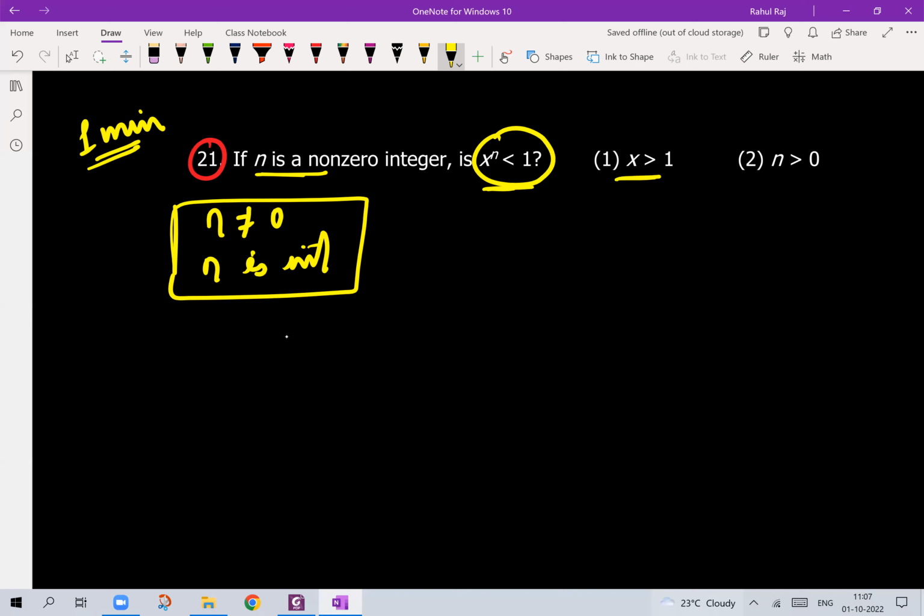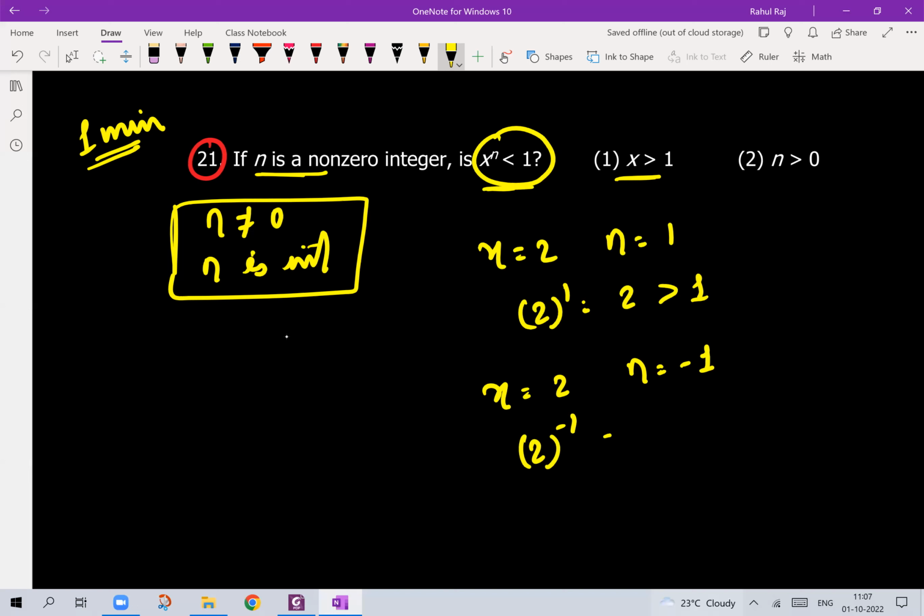Option number 1 says what? x is greater than 1. If x is greater than 1, from option number 1, I have no idea about n at all. Imagine I take x is equal to 2, n is equal to 1. 2 to the power 1 is what? 2, which is greater than 1. Imagine I take x is equal to 2, n is equal to negative 1. So 2 to the power negative 1 is what? Half, which is actually less than 1. I have a yes situation, I have a no situation. So it is not sufficient.